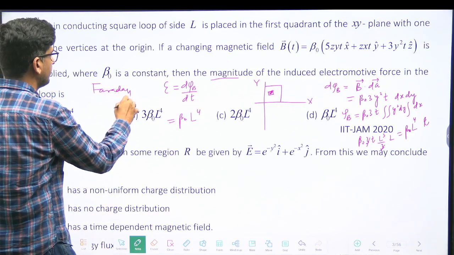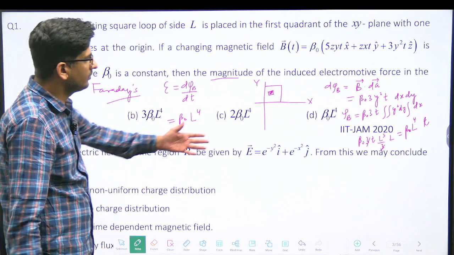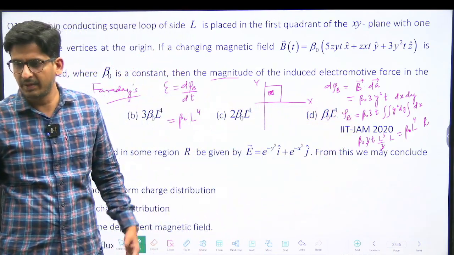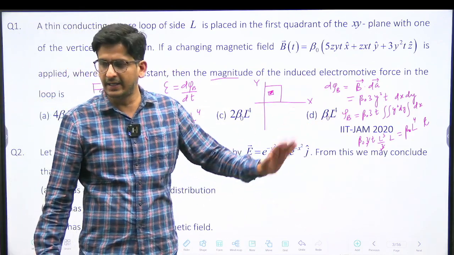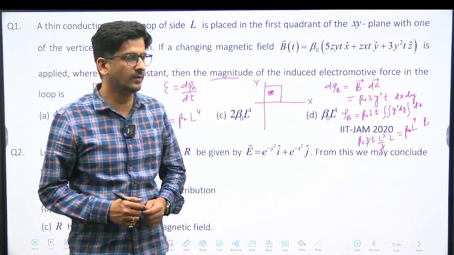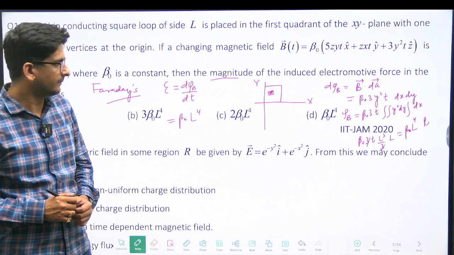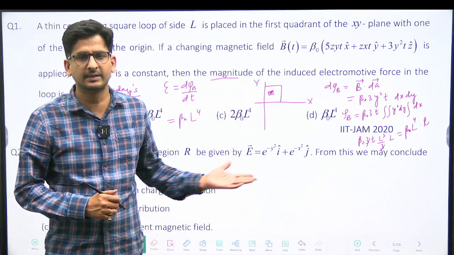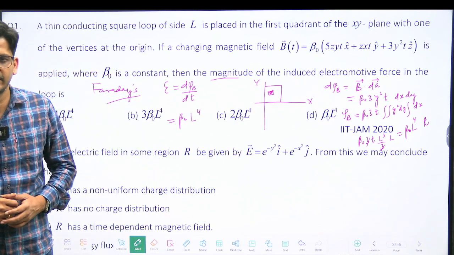You can see just a non-uniform magnetic field was there. So magnetic flux should be calculated using the integral because of the non-uniform magnetic field. Okay, area vector you already know. Just take the dot product and just the derivative. Okay, clear?